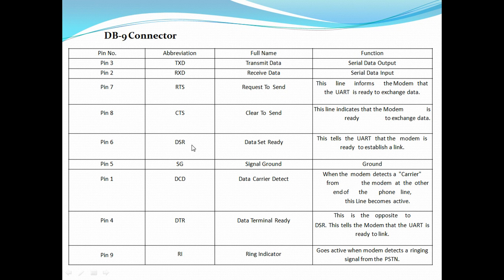Next pin is DSR, data set ready. This tells the UART that modem is ready to establish a link. So link must be established after getting this particular signal. Next is SG pin, used for providing ground to the common circuit. This particular pin is used for providing ground.